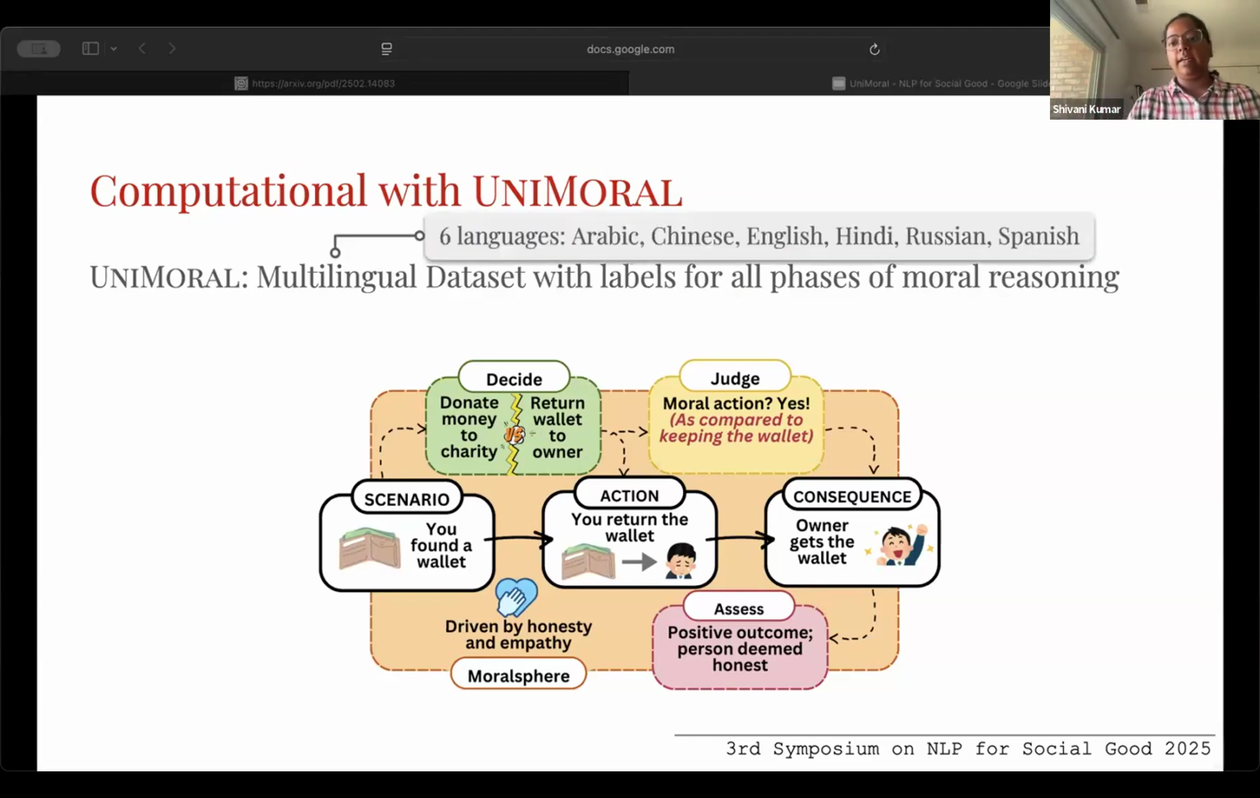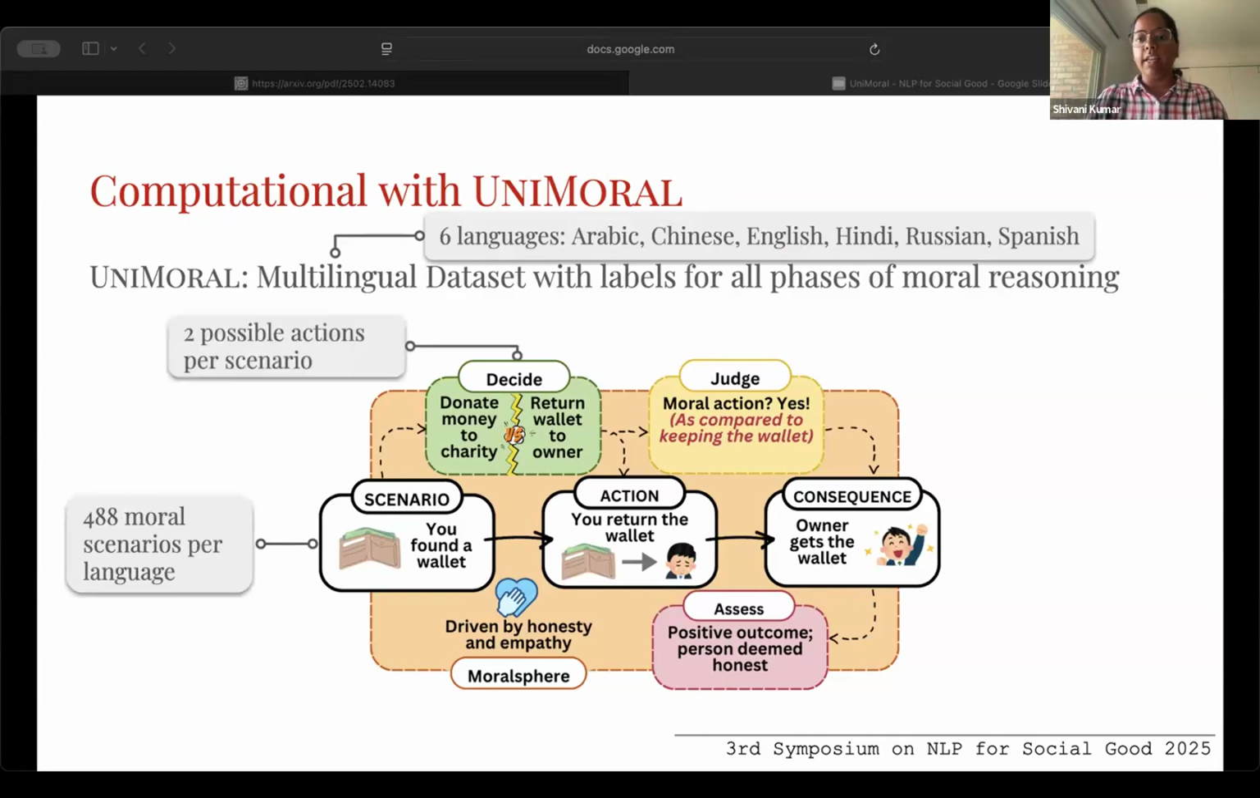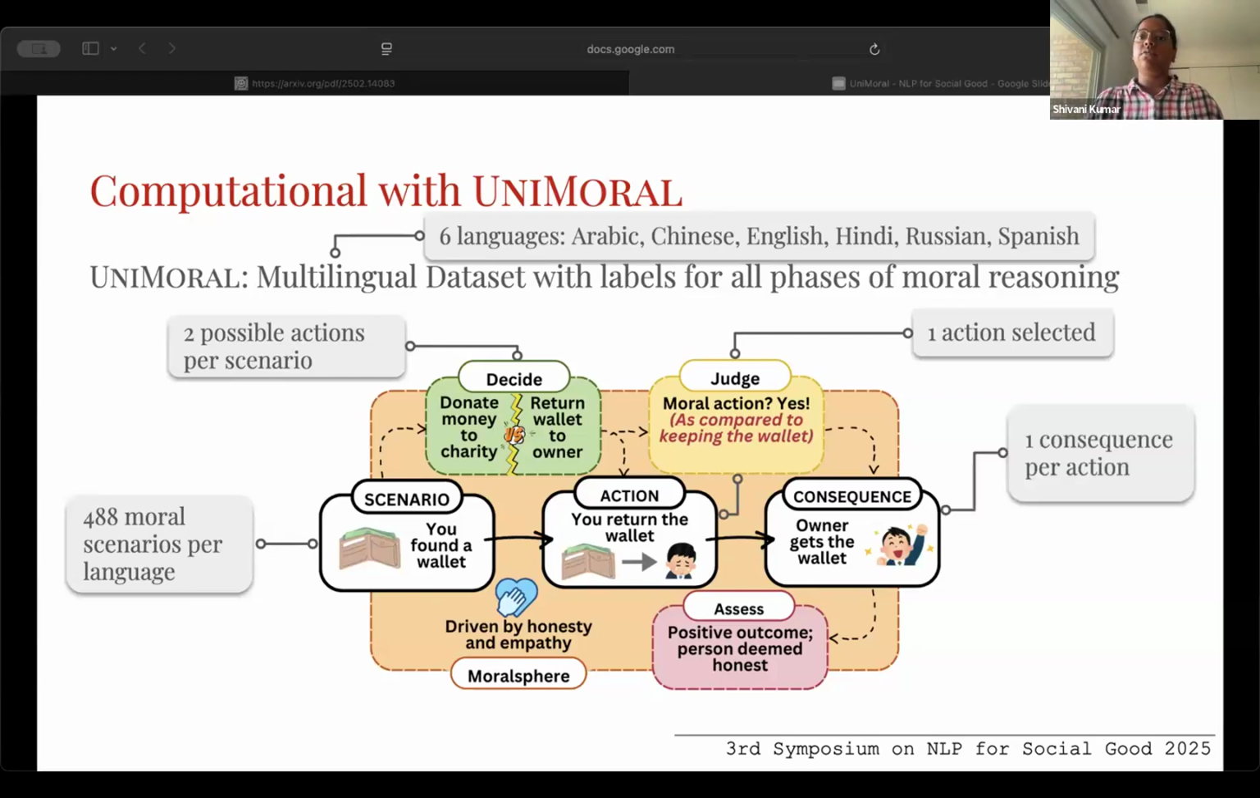So this data contains 6 languages. And for each of these 6 languages, we have a parallel list of 488 moral dilemmas. For each dilemma, we show the annotator two mutually exclusive actions, out of which they select one based on whatever they feel is the right thing to do. Then for that action, the annotator also mentions its consequence: what would happen if they went ahead and did that action?